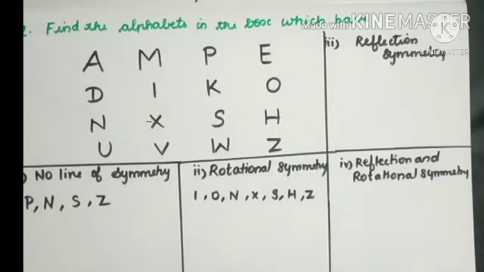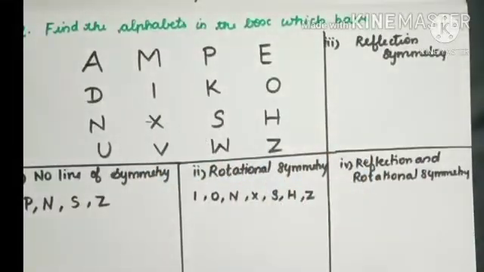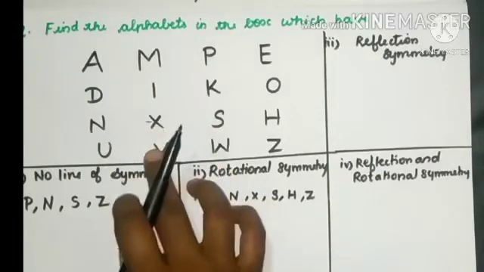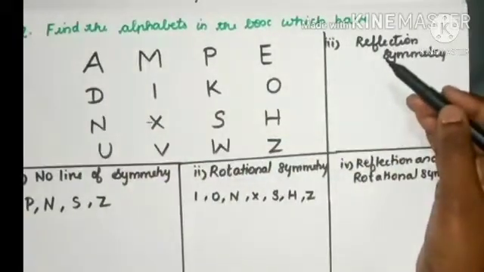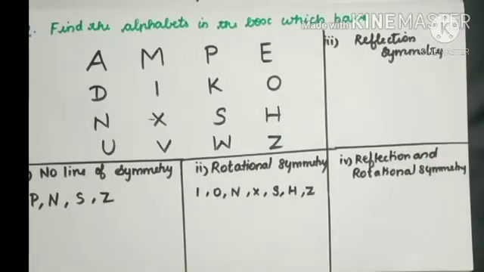Now let's find the reflection symmetry for the letters. What is meant by reflection symmetry? A shape has reflection symmetry if it has a line of symmetry. If the letter has a line of symmetry, it is considered to have reflection symmetry. Show the alphabet in the mirror. The image obtained on the other side of the mirror is called a reflection.